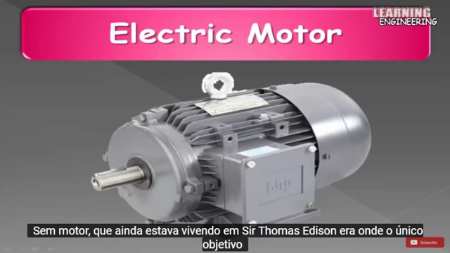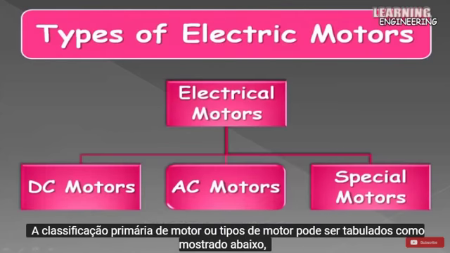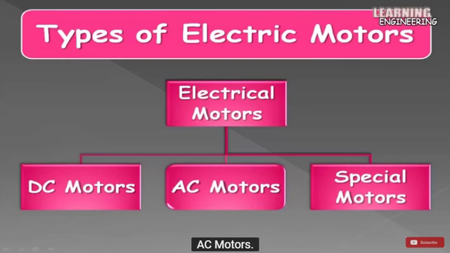Without motors we would still be living in Sir Thomas Edison's era, where the only purpose of electricity would have been to glow bulbs. The primary classification of motors, or types of motors, can be tabulated as shown below. Electrical motors are mainly three types: DC motors, AC motors, special motors.